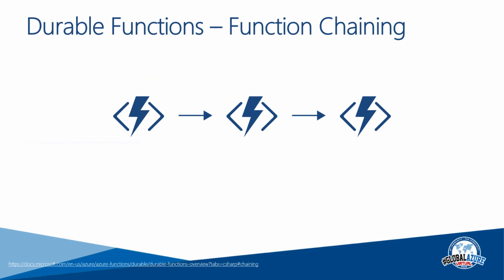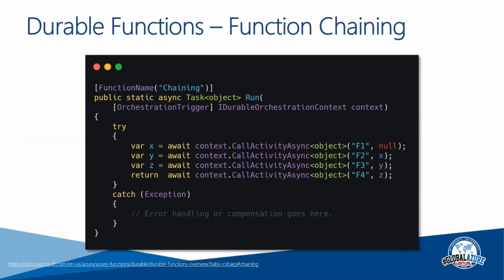So let's take a look at what the function chaining would look like if it was to be modeled in a durable function. So function 1 calls function 2, which then calls function 3. And the way that this will be modeled in a durable function is that essentially you're first calling function 1, passing in null as a parameter. You then get the result of x. You then pass x to f2, you get y. You pass y to f3, you get z, and you pass z to f4, and that's what you return from this function.